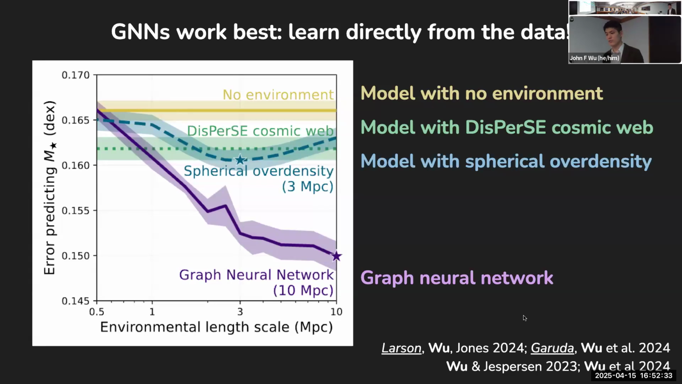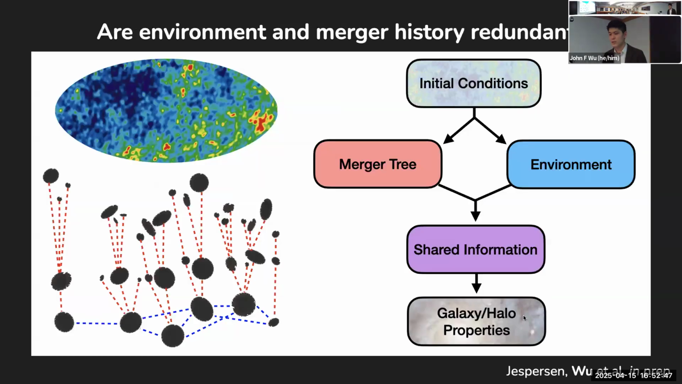So I really urge you to think about it: just as when we have images, a convolutional neural network is a nice fit for the data type, in this case, for a point cloud data set, graph neural networks are the natural fit. And then just a really quick teaser: we can not only make graphs in environment, but also graphs over time to characterize, for example, the merger history of galaxies. This is work led by Christian Jespersen.